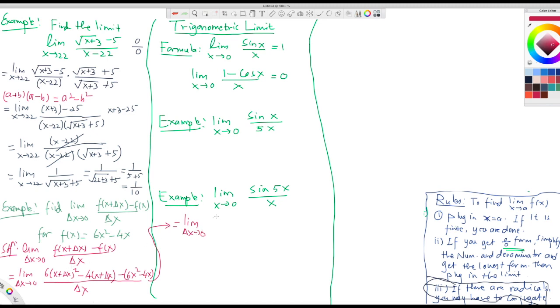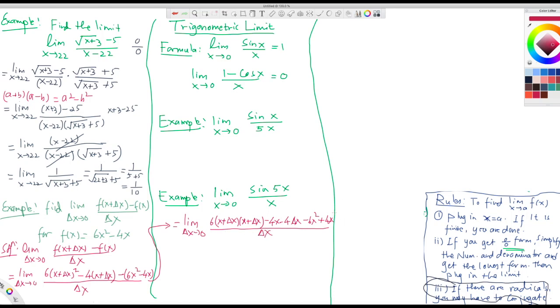Now you simplify that. You get 6(x plus delta x) squared, which is (x plus delta x) times (x plus delta x), minus, you distribute that, 4x plus 4 delta x. Minus 4x minus 4 delta x. You see that? Because you need to distribute that negative 4. Then you distribute that negative sign as well, negative 6x squared, and that will be plus 4x, divided by delta x. You see that?